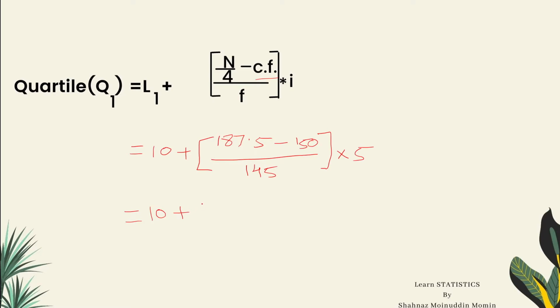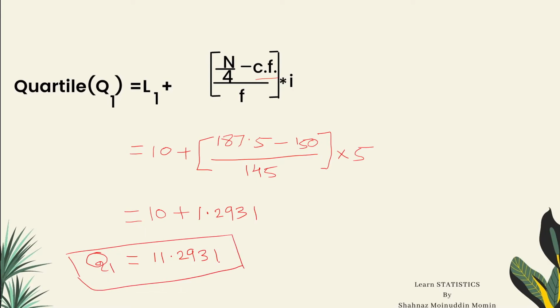10 plus, after calculating this, it comes out to be 1.2931, and it is 11.2931. Hence, the first quartile Q1 is equal to 11.2931.